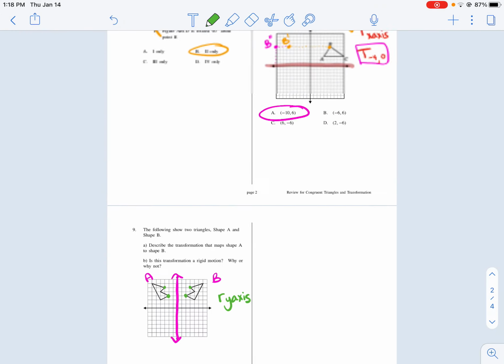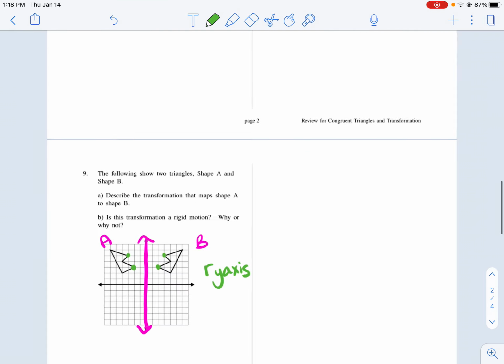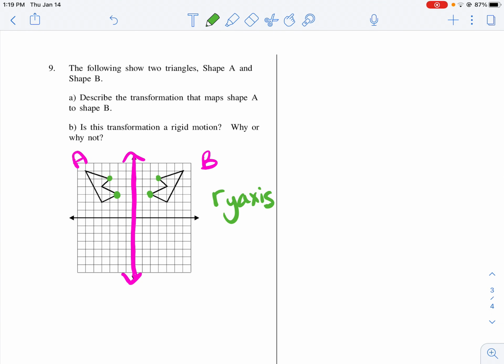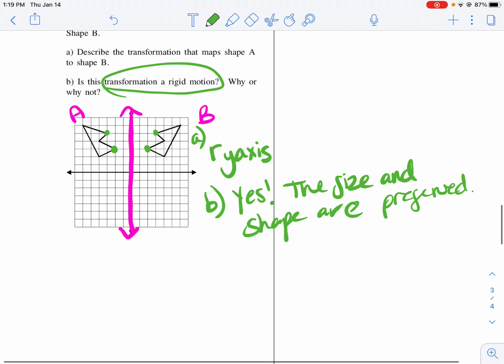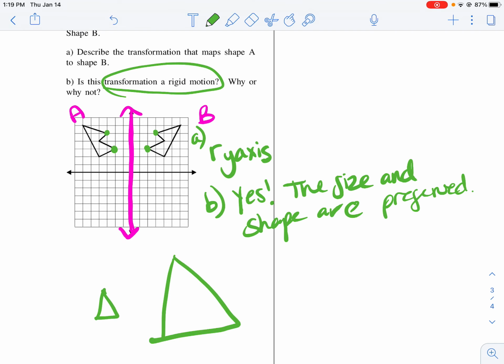Okay? And then the real thing we wanted to review, more than anything, guys, is, so this is A. Is this transformation a rigid motion? Yes. Why? The size and shape are preserved. Okay? So just a reminder, if we did something with a dilation, so say I had a triangle and I dilate it, is that a rigid motion? Right? Not a rigid motion when we change the size.